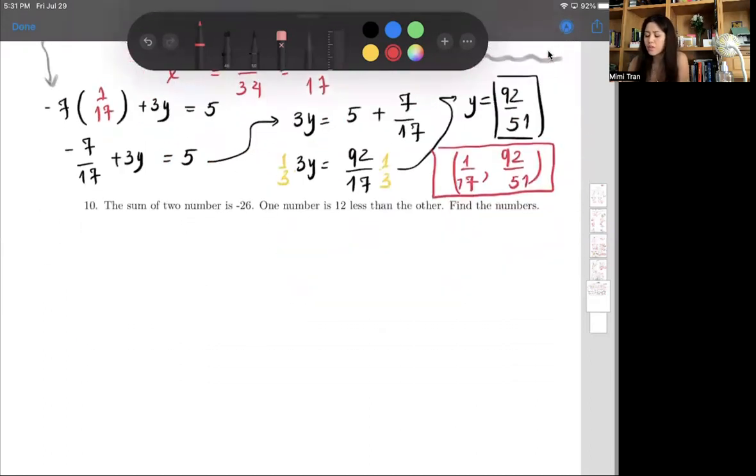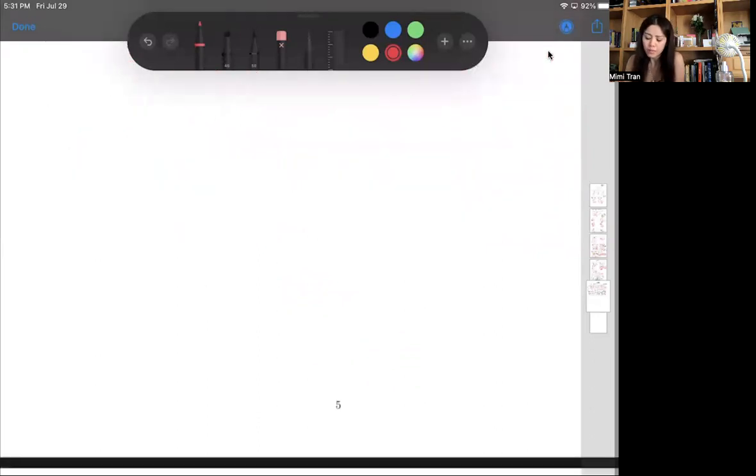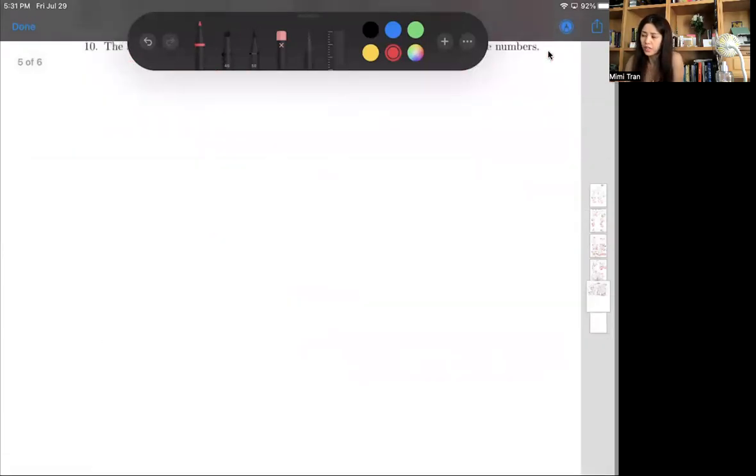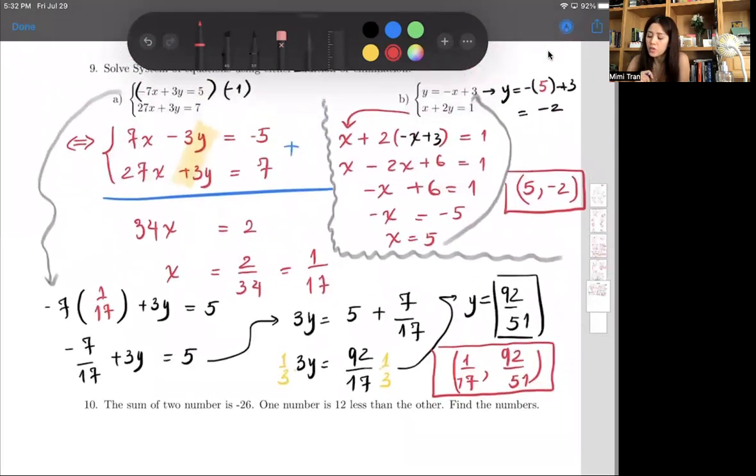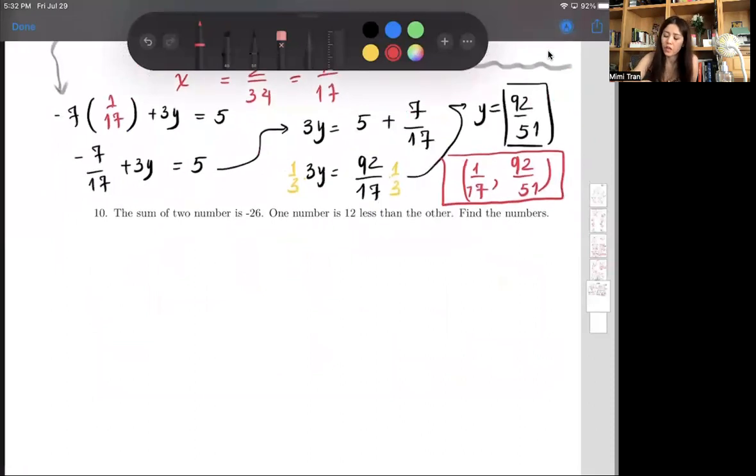The sum of two numbers is negative 26. Number 10 and number 11 are 4.2 and 4.4. The sum of two numbers is negative 26. One number is 12 less than the other. Find the numbers. Now, you already know how to solve a system of two equations.